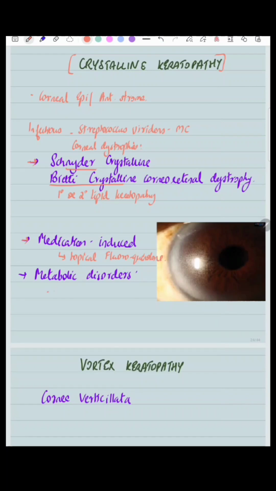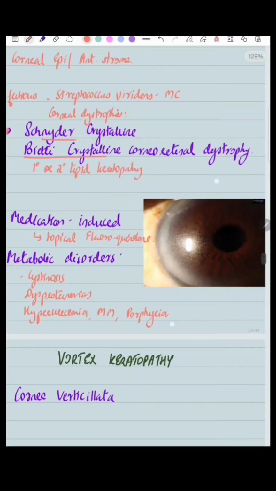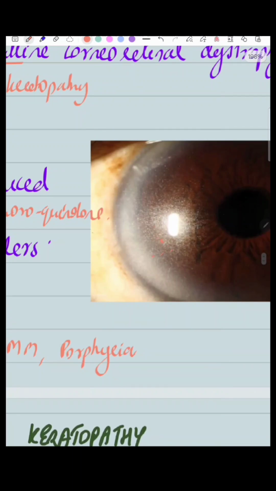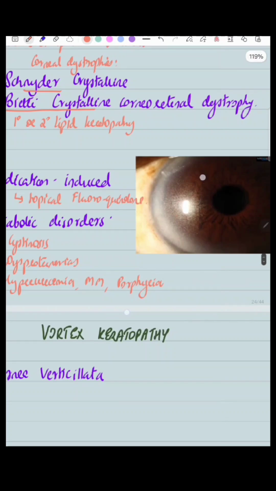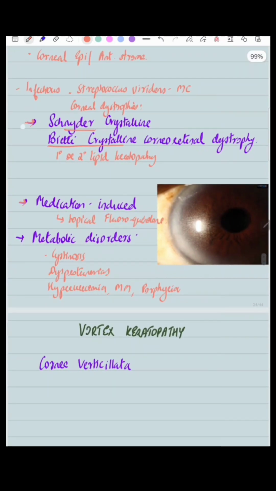Or metabolic disorders like cystinosis, dysproteinemia, hyperuricemia, multiple myeloma, porphyria. This can be associated with deposition of crystalline keratopathy. This is a picture showing crystalline keratopathy. You can see a crystalline deposition in the cornea. It can be either infectious or corneal dystrophies, medication induced, metabolic.